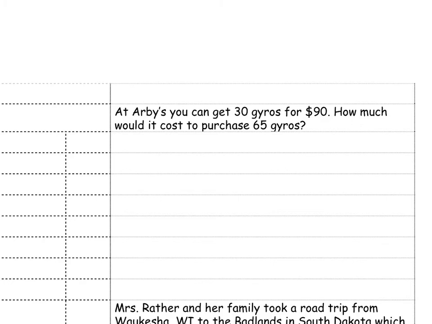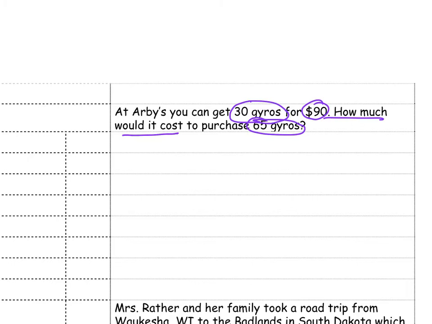All right, let's look at another one, remembering that when we write the proportion, we have to keep the order the same. At Arby's, you can get 30 euros for $90. How much would it cost to purchase 65 euros?